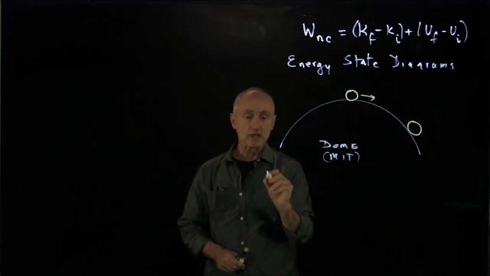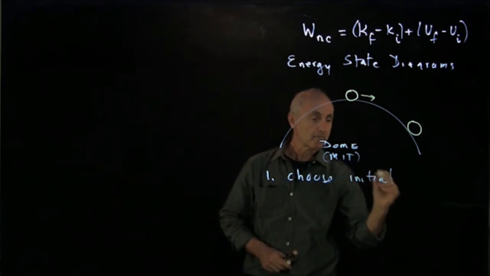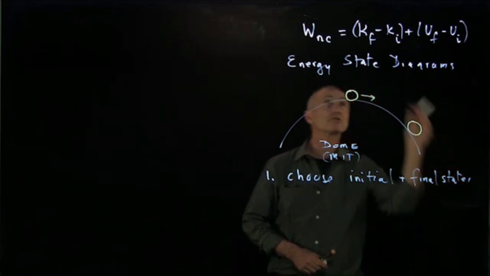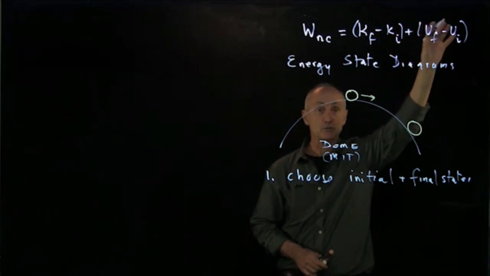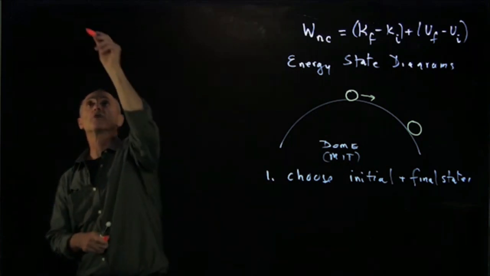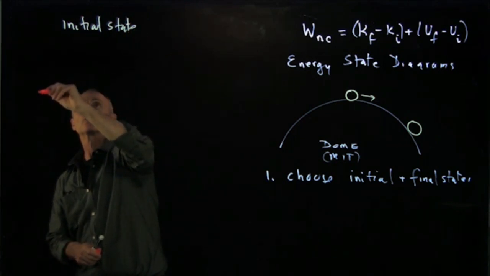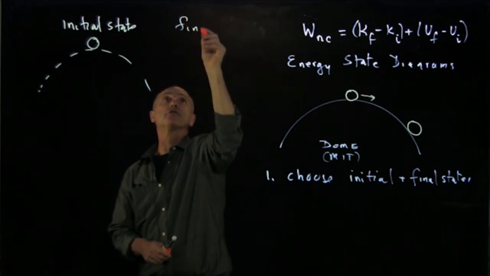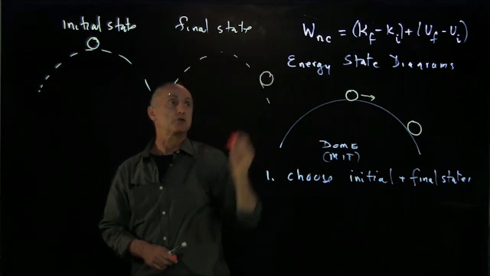And the way we do it is that we choose first initial and final states that we're considering. Because our first idea in the energy diagram is to compare the change in kinetic energy between the initial and final states, and the change of potential energy between the initial and the final states. So in our dome problem, we would choose our initial state. Let's draw our object at the top. And in our final state, separately, let's draw the object over here.